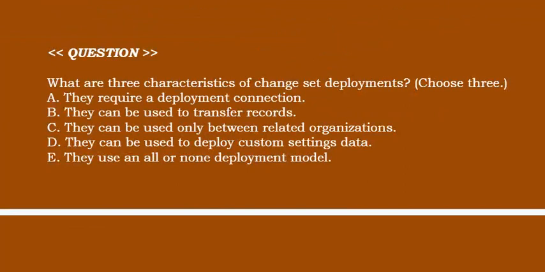Next question is, what are the three characteristics of change set deployments? Choose three options. Option A. They require a deployment connection. Option B. They can be used to transfer records. Option C. They can be used only between related organizations. Option D. They can be used to deploy custom settings data. Option E. They use an all or none deployment model. Correct answer is option A, C and option E.